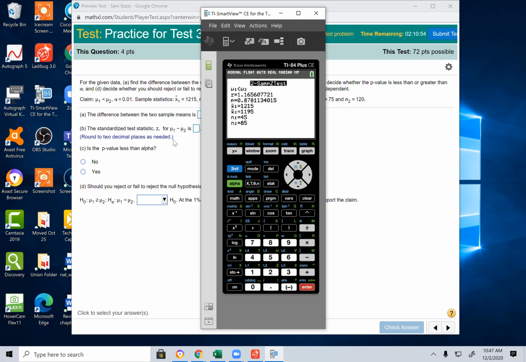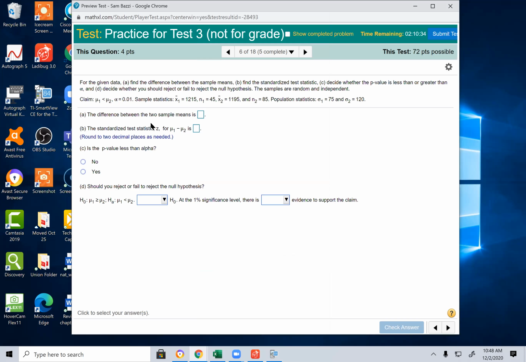Okay, let's answer that question. So I got Z to be 1.17 and p-value to be 0.878. Okay.